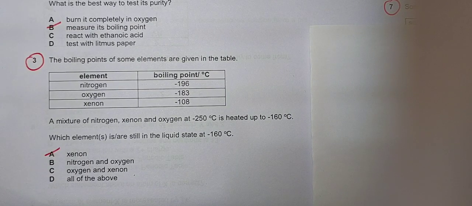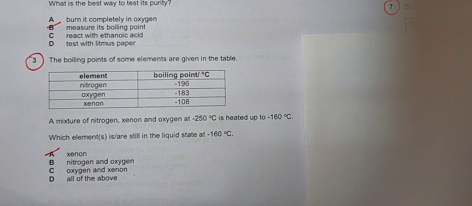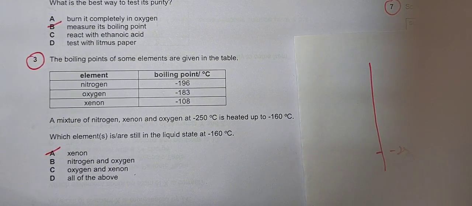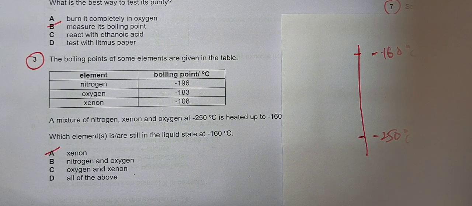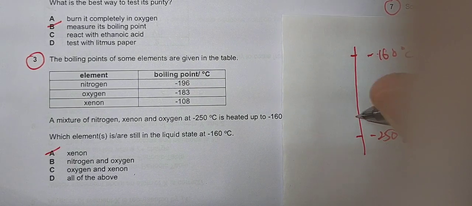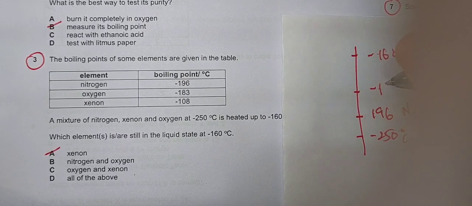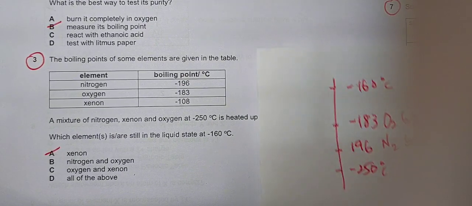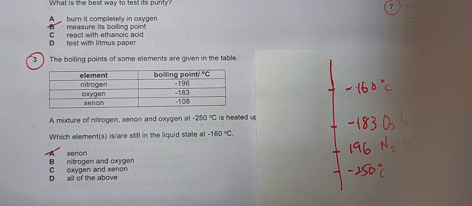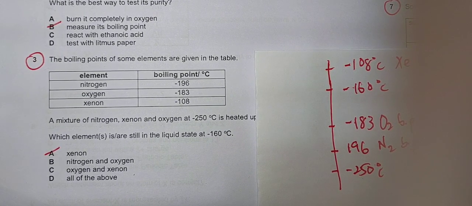Number 3. The boiling points of 3 gases are given, and the mixture of the gases is at negative 250. So they are all heated from negative 250. So you need a number line like this. It is heated up to negative 160 degrees Celsius. And the boiling points of the different gases: negative 196, this is the nitrogen boiling point, then negative 183, which is the oxygen boiling point, and finally negative 108, which is above negative 160. Negative 108 degrees Celsius is the boiling point for xenon.